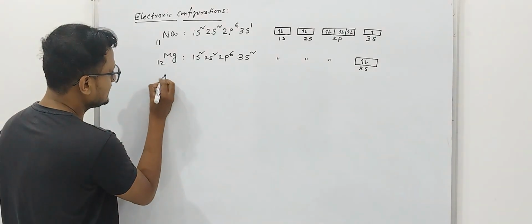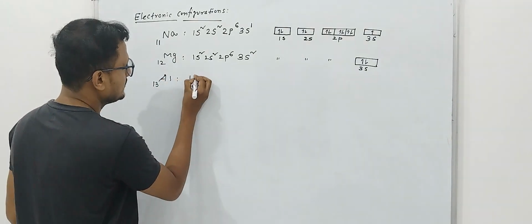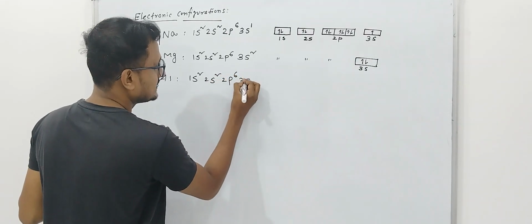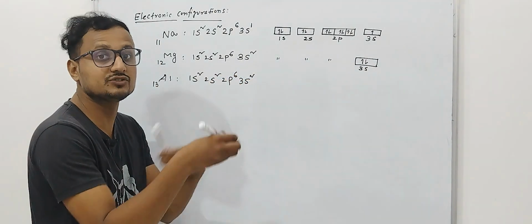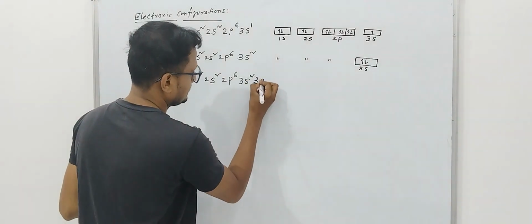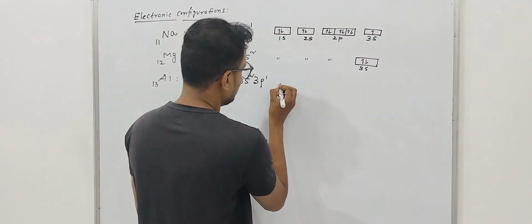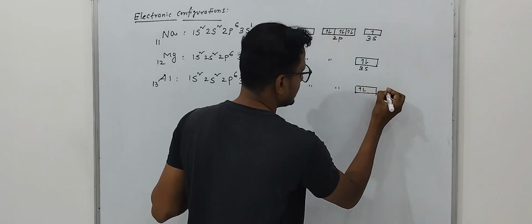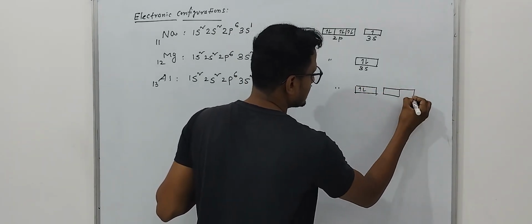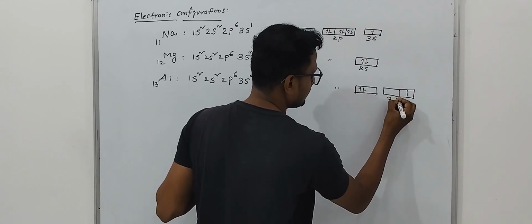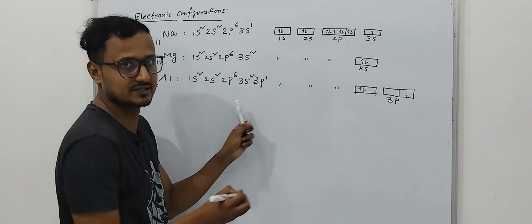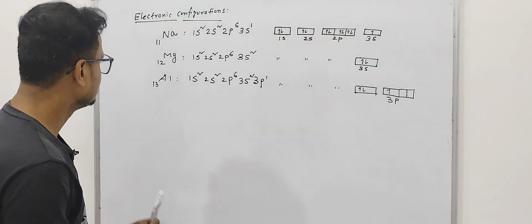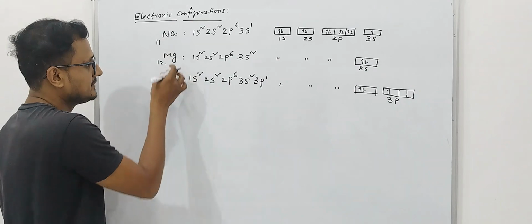Now come to aluminium, which is 13. It will be 1s2, 2s2, 2p6, 3s2. Now the electron will go to the 3p orbital, 3p1. Okay, so we can write the same. This is 3s with 2 electrons, and this is 3p, which has 3 suborbitals, and 1 electron is there, that means it will be placed here.